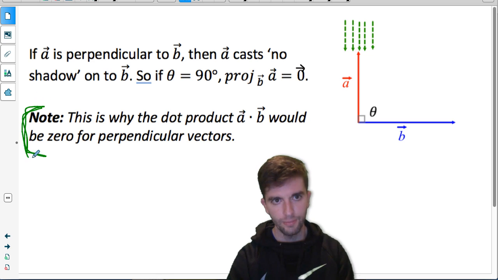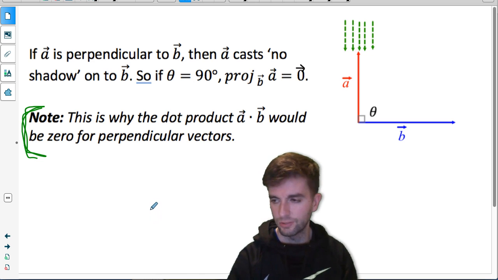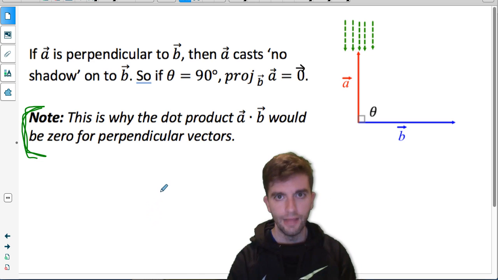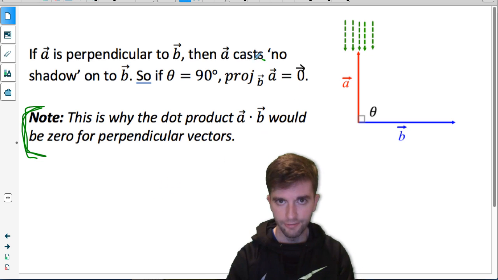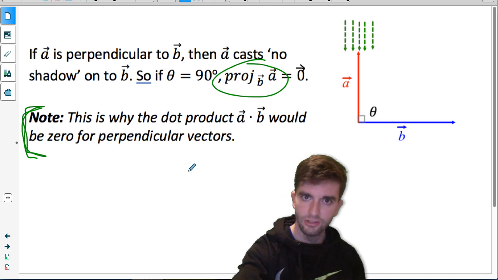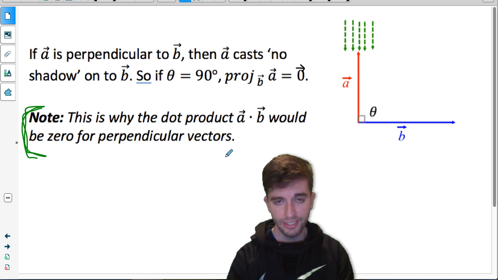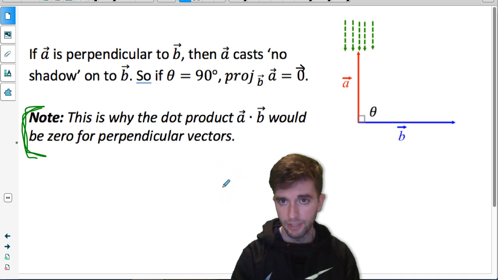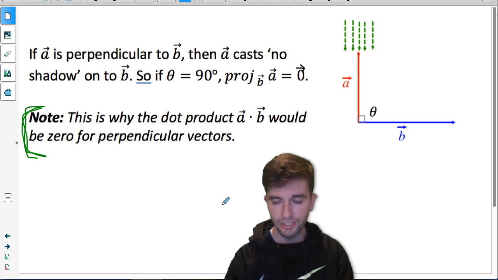So this is an important property. The dot product would be 0 for perpendicular vectors. We talked about that in lesson 2. And this is because dot product involves magnitudes of projections. So when the magnitude of a projection equals 0, the dot product becomes 0. And when is the magnitude of the projection 0? When the angle is 90 degrees.